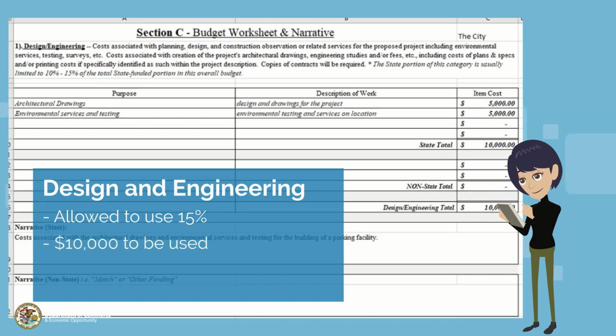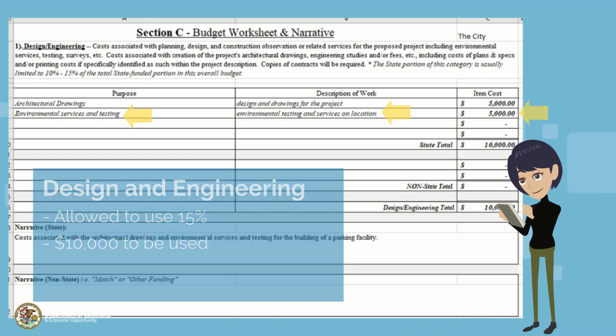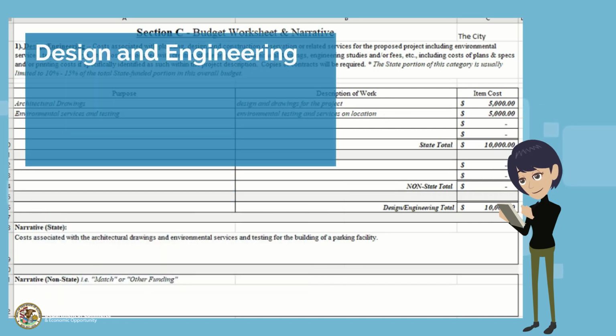To break down the costs, the first budget line item will be for architectural drawings. The description of work is the design and drawings for the project, and item cost is $5,000. The second budget line item is for environmental services and testing. The description of work is for the testing and environmental services on location of the project, and item cost is $5,000.